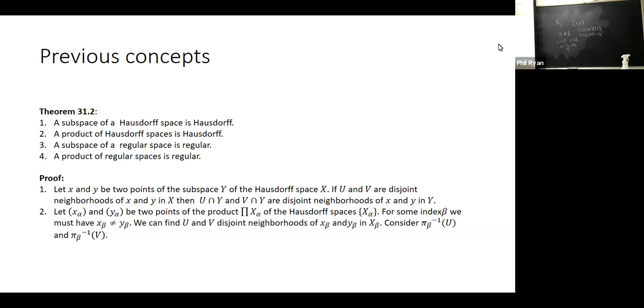And since projection is continuous, the inverse image of an open set is going to be open. So these are going to be neighborhoods that work. So again, the fact that the product of Hausdorff spaces is Hausdorff is very straightforward.